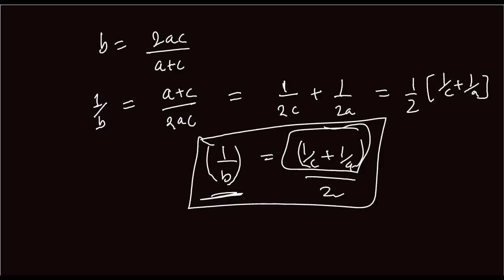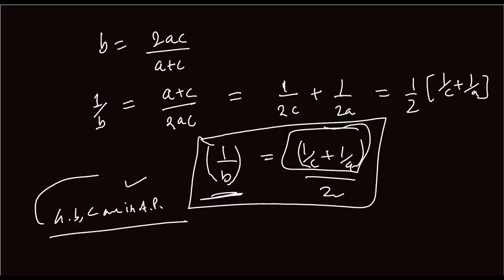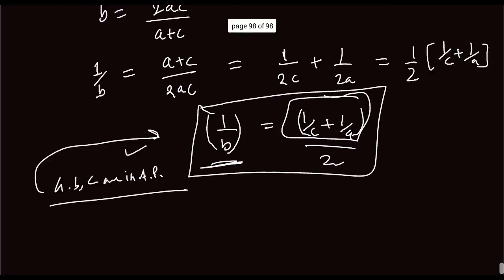So this gives you that 1 by A, 1 by B and 1 by C are in AP. So that's why A, B, C are in HP. This is defined with an AP only. So if A, B, C are in AP, then 1 by A, 1 by B and 1 by C will be in HP. And if A, B, C are in HP, then 1 by A, 1 by B, 1 by C will be in AP. So we were reading about harmonic mean.